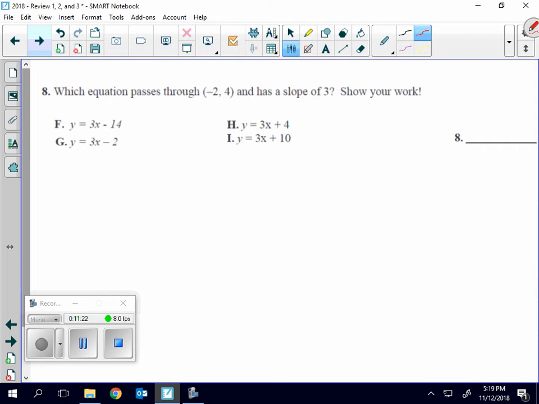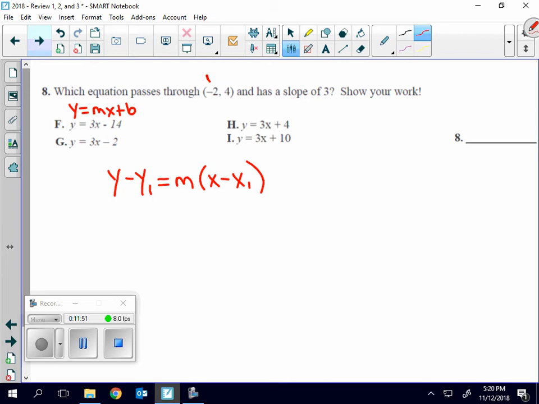Which equation passes through -2, 4 and has a slope of 3? Well, these are all in slope-intercept form, like y equals mx plus b. So what we're going to do first is put it into point slope form, which I'll write down here. Y minus y1 equals m times x minus x1. So we'll start with that equation and then we'll transform it to slope-intercept.